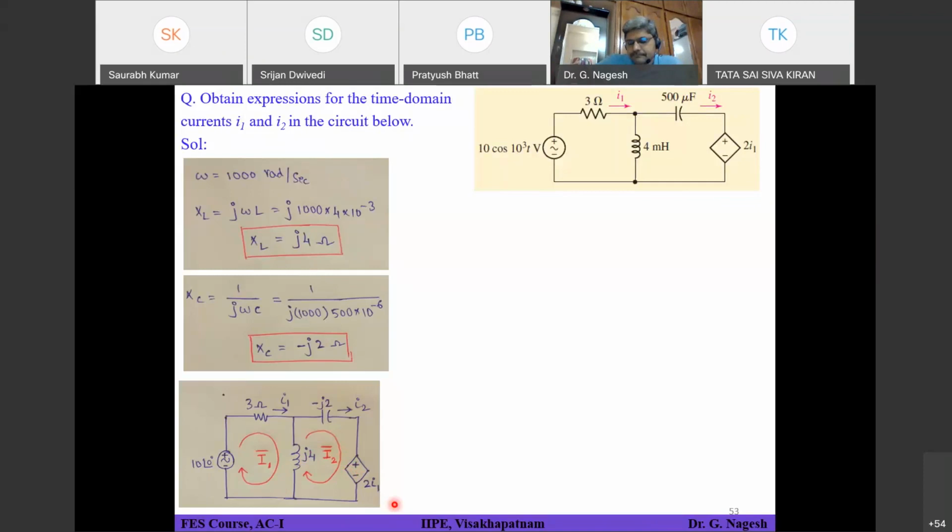Minus j2 I2 plus 2 I1. So you are saying plus 2 I1. Is that I1 a phasor, or the small i current I1? Plus 2 I1 you are saying. Is I1 a phasor or not?